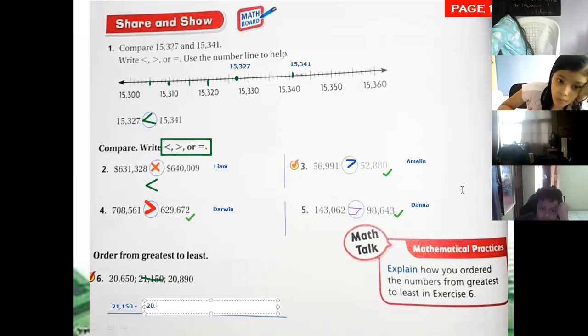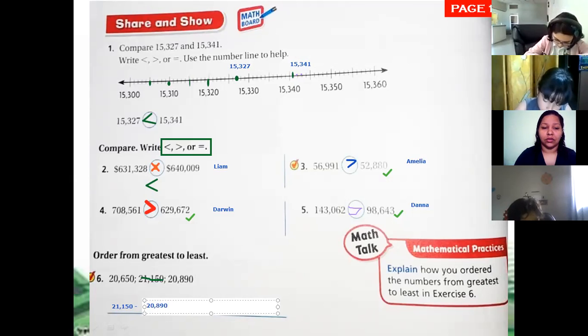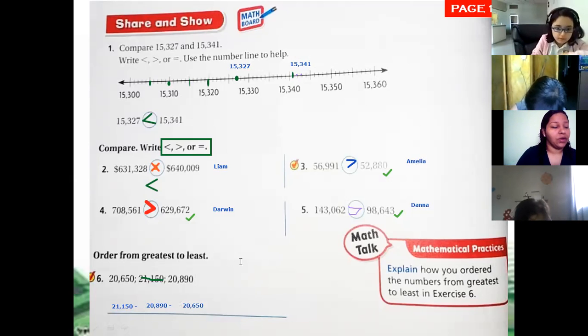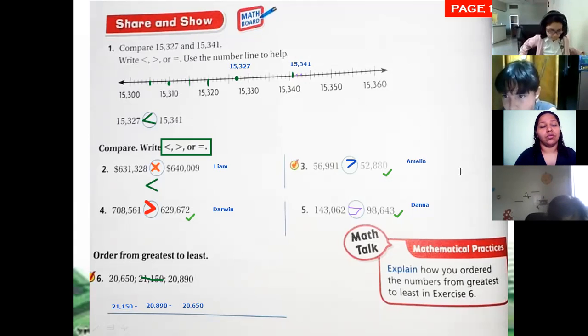Twenty thousand six hundred one hundred fifty. No, miss, I know. Tell me. 20,890. Okay, very good. And what is the least? As you can see over there, it is 20,000. 350, right? Okay. It is in that order, from the greatest to the least, that you had to order these numbers.